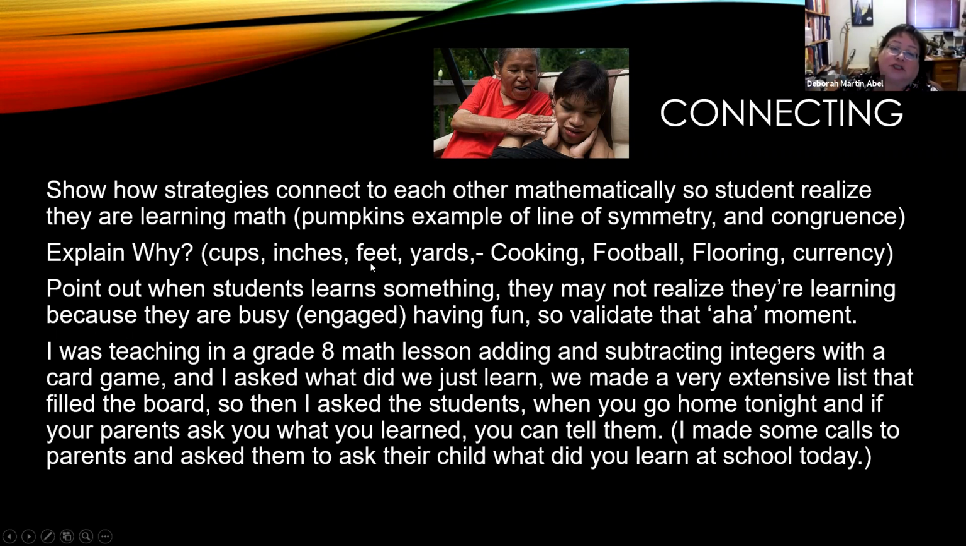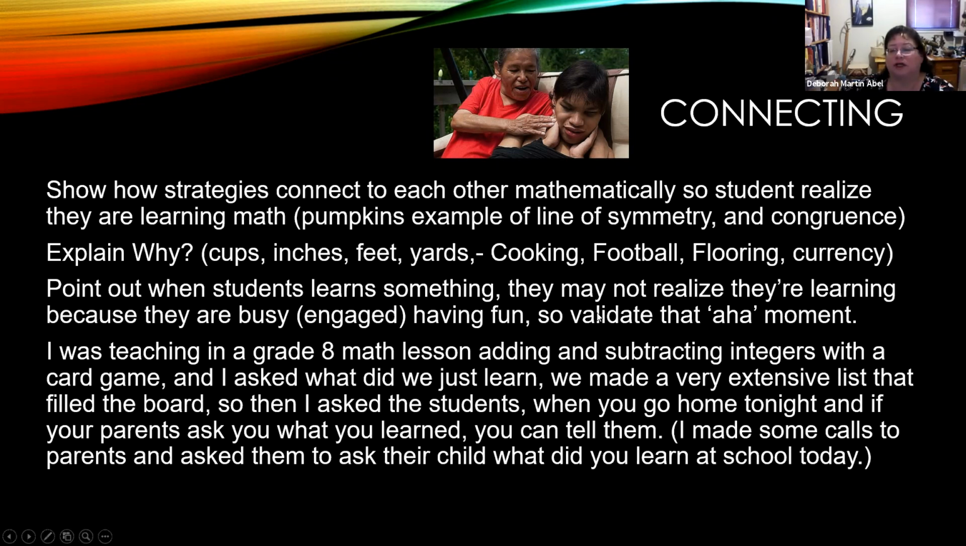So I teach cups, inches, feet, and yards still too. Somebody asked me the other day, how come you're still teaching that? Like, you know, that's American. And I said, well, do you watch football? And they go, yeah, well, that's yards. So we should know what a yard is. And some flooring companies still use 12 by 12 squares. So that's 1 foot, 12 by 12 inches. And currency.